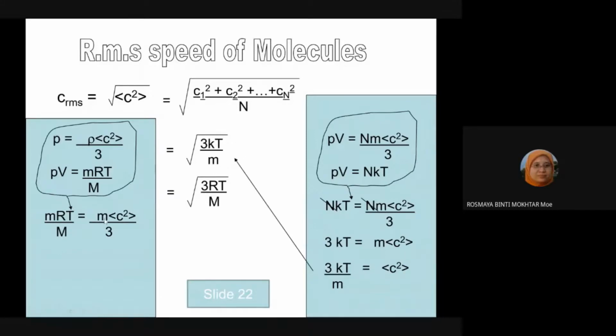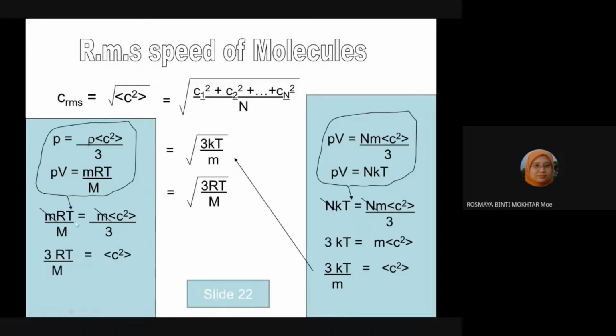Then don't forget the rho is m per volume. So the volume also is no longer here, right? So we cancel out the volume. The P also cancels because we substitute into here. And the volume also cancels because density here is referred to the Nm, so we can cancel the N also, number of molecules. Now we get this. We cancel the m, and we get 3RT per M.